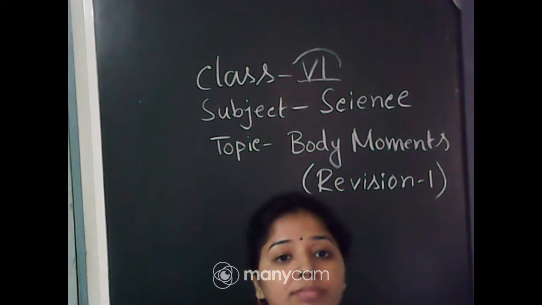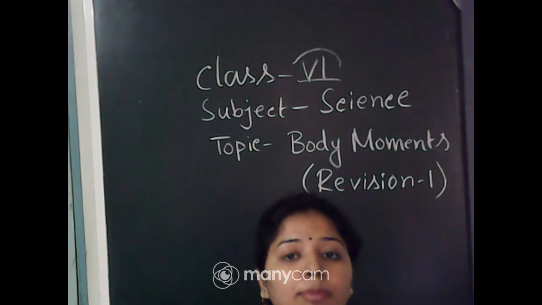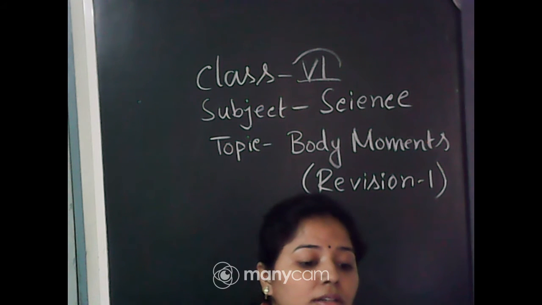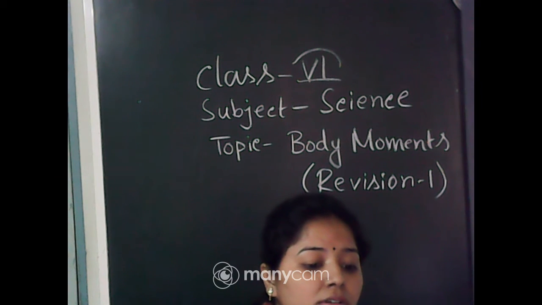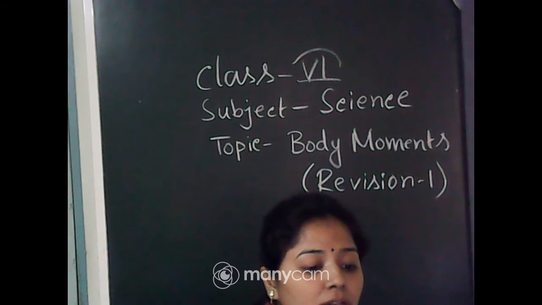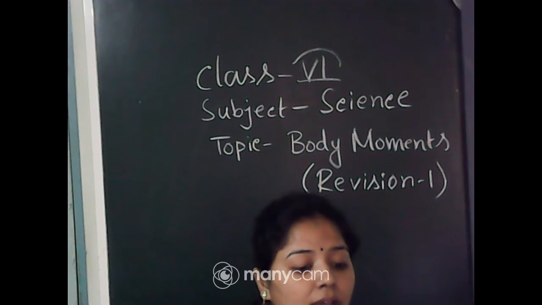What are fixed joints? Means those joints where bones cannot move or bones are immovable. Just like we have two jaws, among these two jaws, which jaw is immovable? Just write in your chat box. Which jaw is immovable? Yes, upper jaw is immovable.